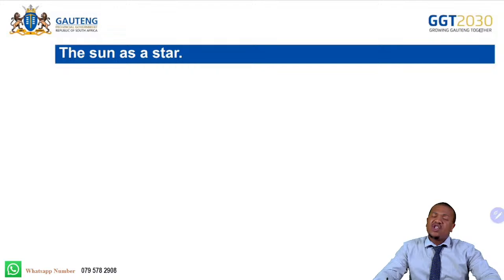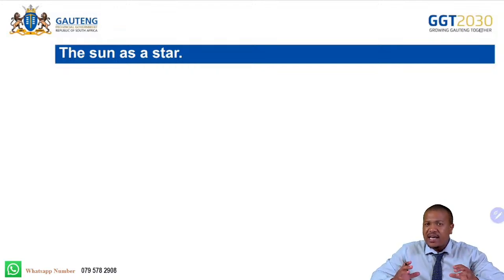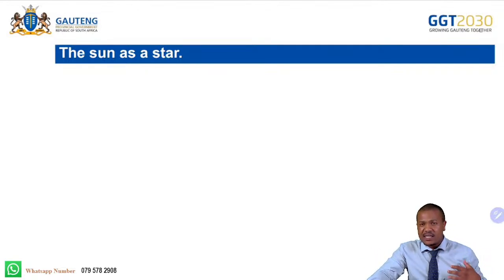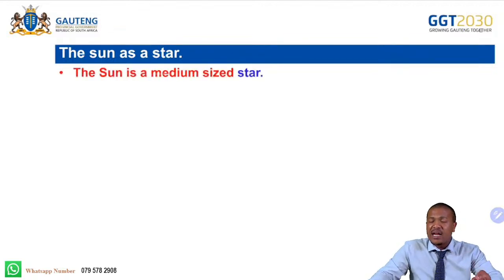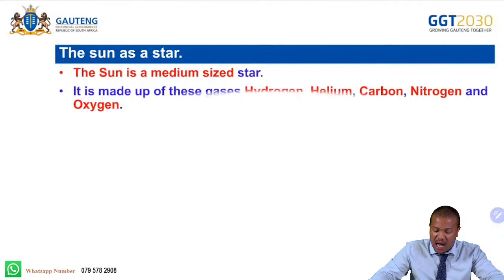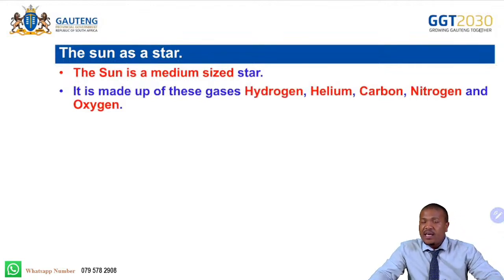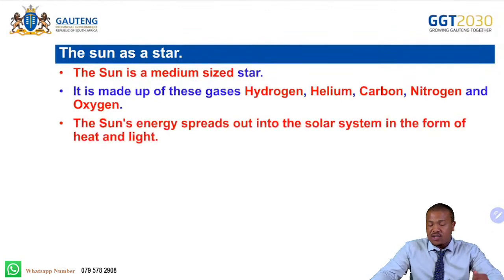So now, as we said, nuclear fusion is the one that keeps the stars alive, right? As there's more and more nuclear fusion happening in the cores of stars, it keeps the star lit or in its main sequence. Now, I want us to look at the sun as a star, right? The sun is one of the stars, right? So this one is a medium-sized star, right? It is made up of gases such as hydrogen, helium, carbon, nitrogen, and oxygen.